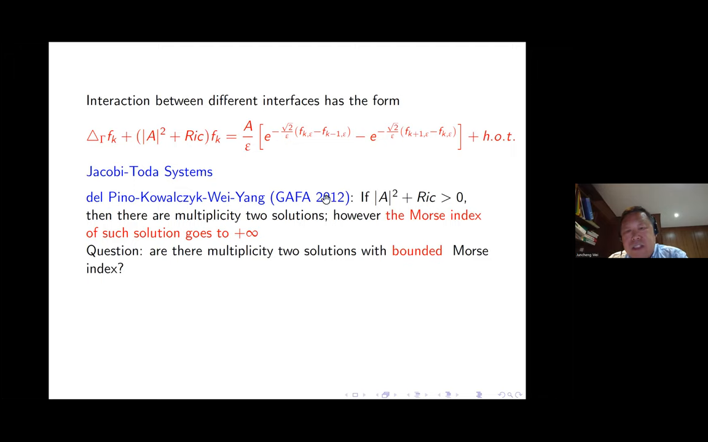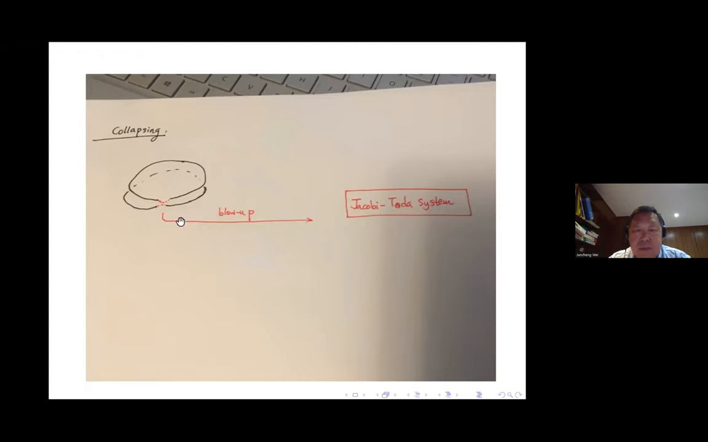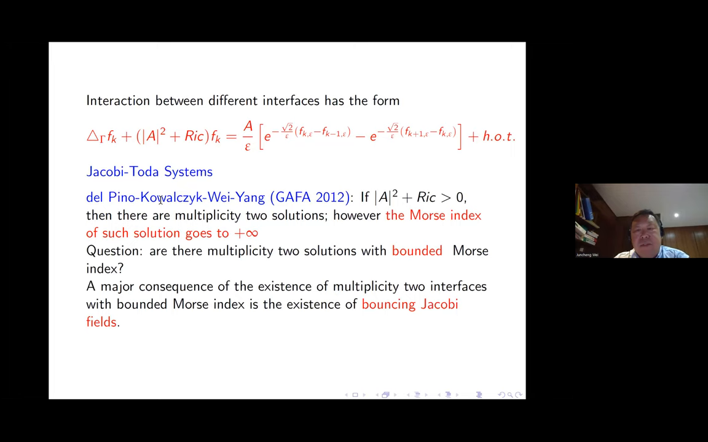The solution we constructed in this paper has infinite Morse index. But this is not the solution we want. The solution we want has a finite Morse index, so when they touch, they should only touch at one point. So this is the question we want to answer. It turns out that if you want a multiplicity two interface solution with a bounded Morse index, then you must have a Bounce Jacobi field. This is our new definition of a new type of Jacobi field.